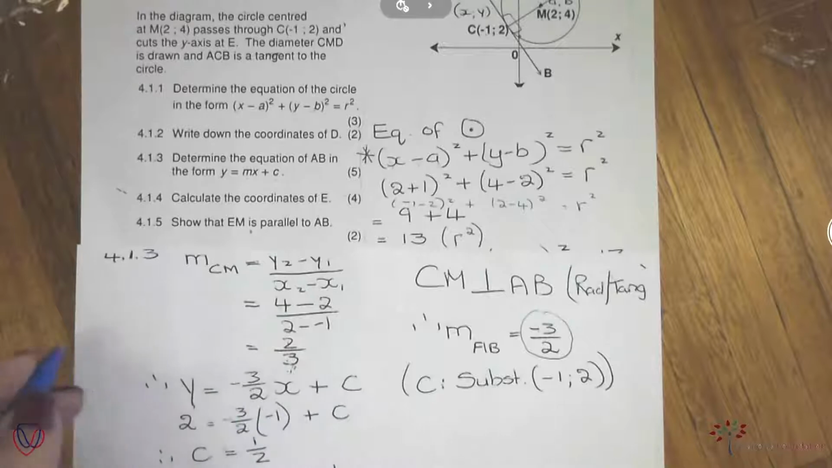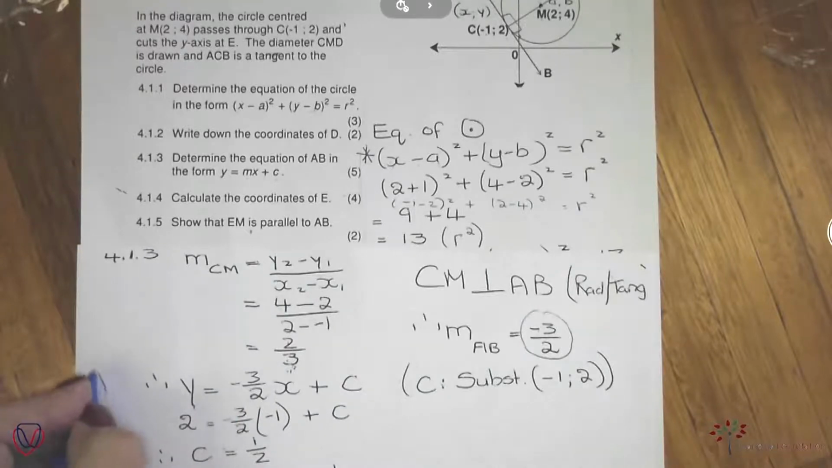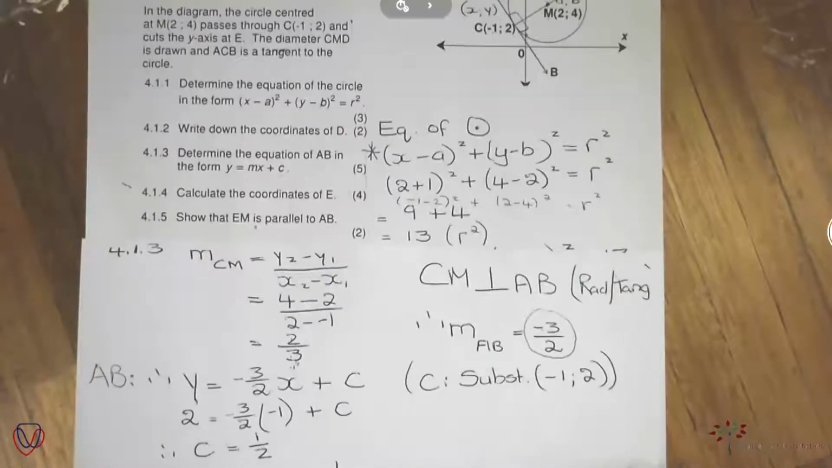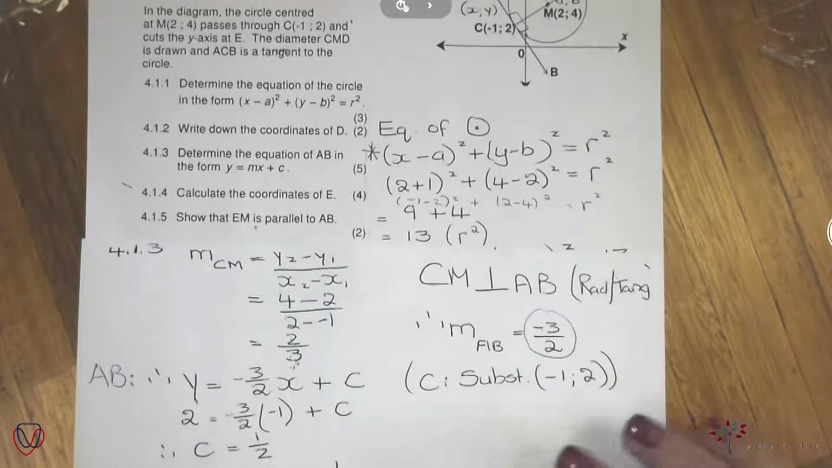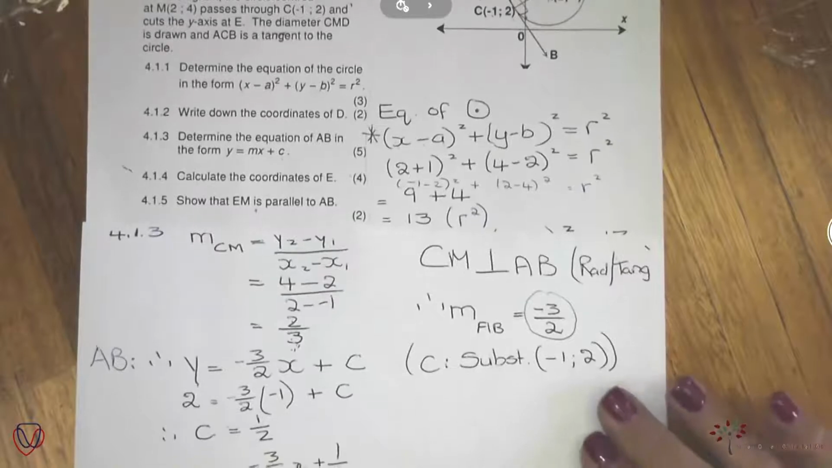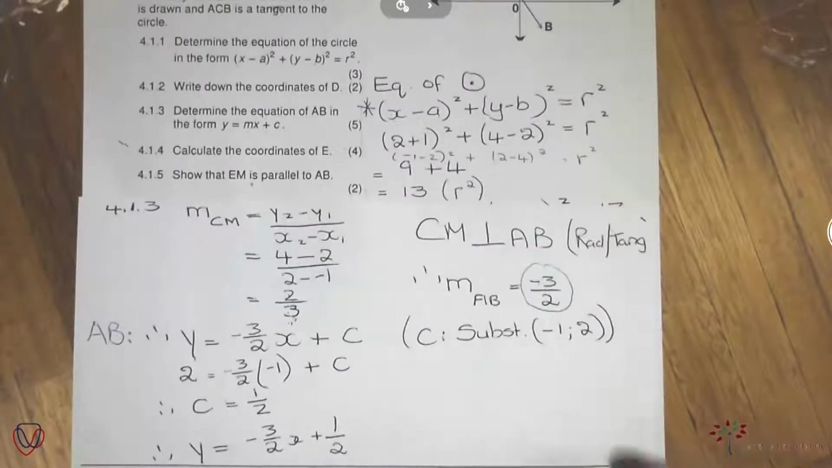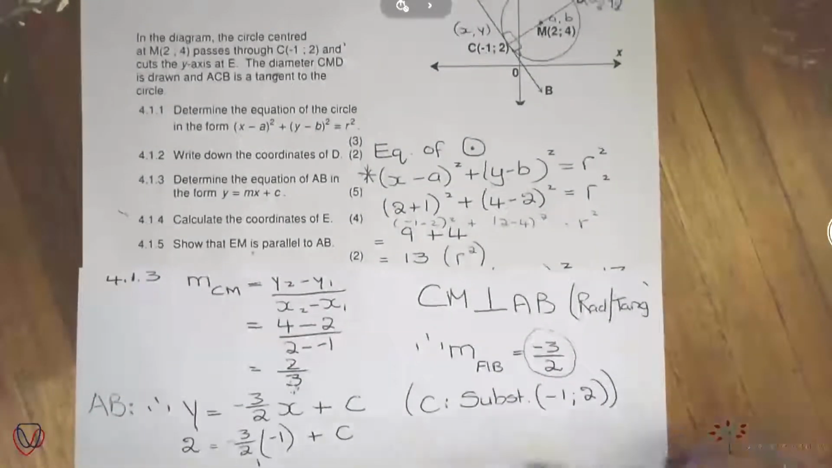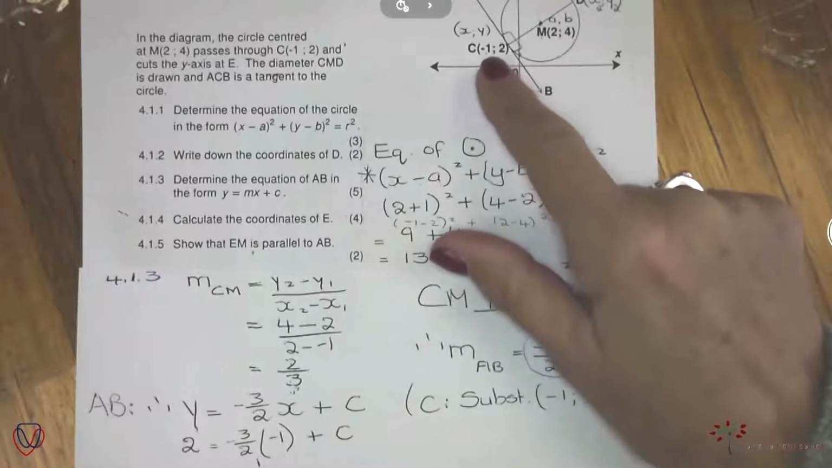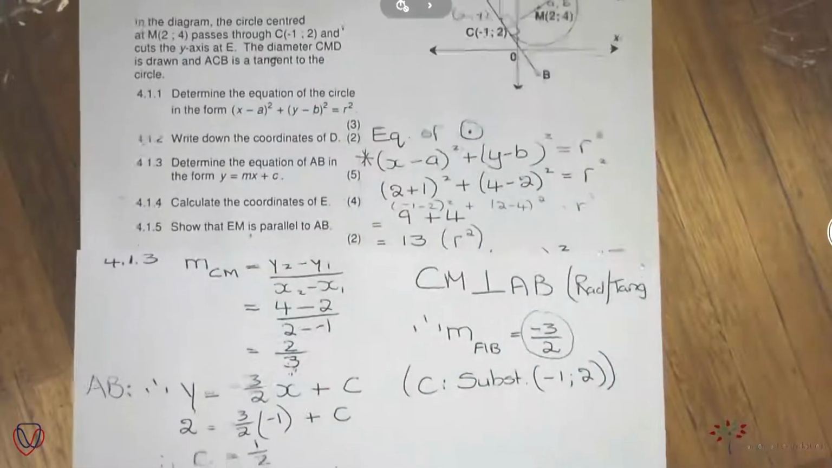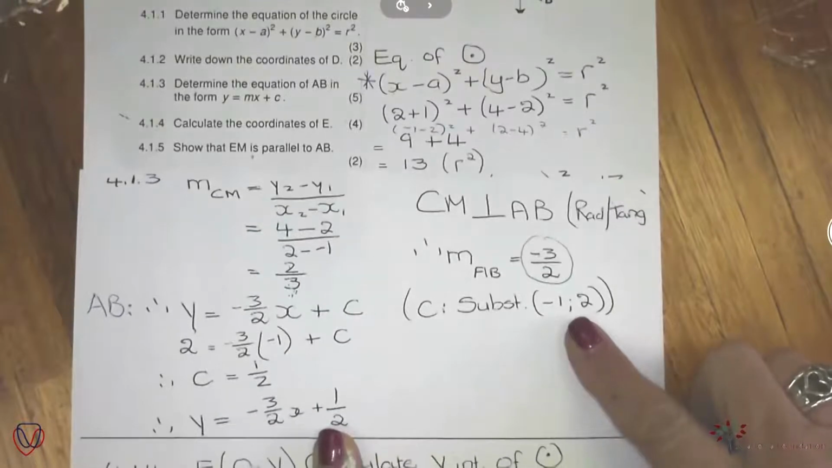This is the equation of AB so far. We need c still. So what are we going to do? We are going to substitute that little point into the equation. You can only use this method because we do not have 2 points. Right, people? Then you substitute negative 1 and 2. Why do we substitute negative 1 and 2? Let's go back quickly. Because that point is on the line. You must substitute a point that is on the graph.